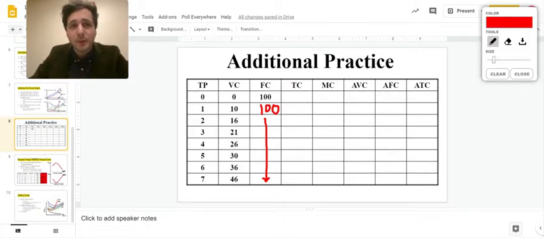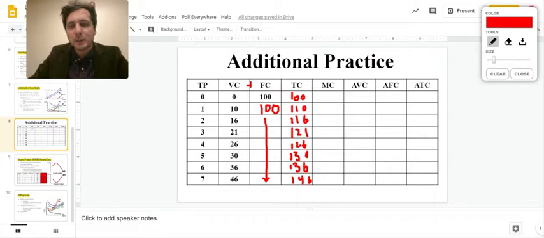And then once I have fixed costs, I can figure out total costs. Total cost is just the addition of these two, variable cost plus fixed cost. So this is going to be 100. This is going to be 110. We're going to have 116. Excuse my poor penmanship here. 121, 126, 130, 136, and then 146.